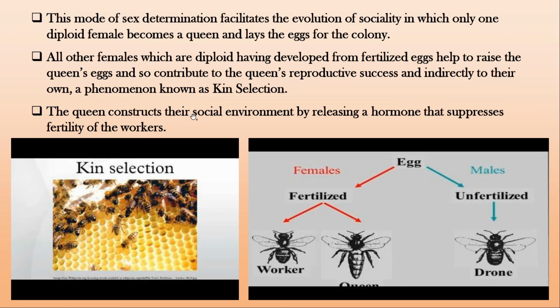The queen constructs their social environment by releasing a hormone that suppresses the fertility of the workers. So even though both workers and queen develop from the fertilized egg, that is a diploid cell, the queen will release a hormone that suppresses the fertility of the workers, and so they will be maintained as workers. So here you can see the egg, when it is fertilized, can develop into a worker or queen, whereas the unfertilized egg will develop into a drone.